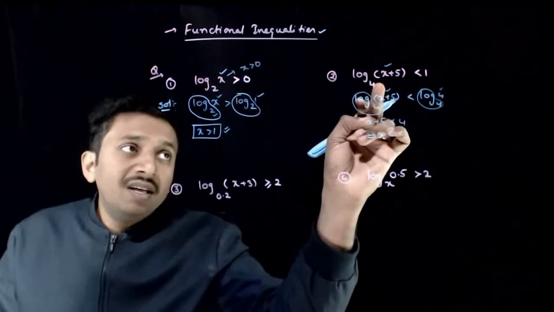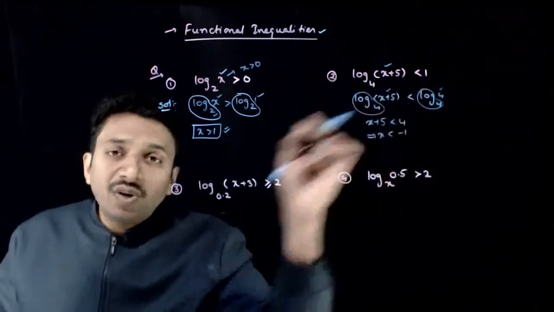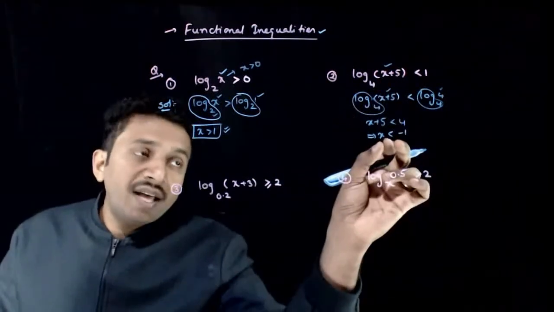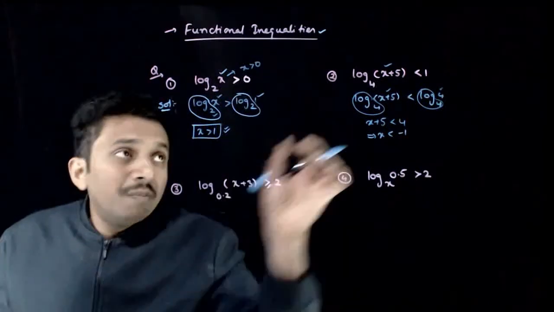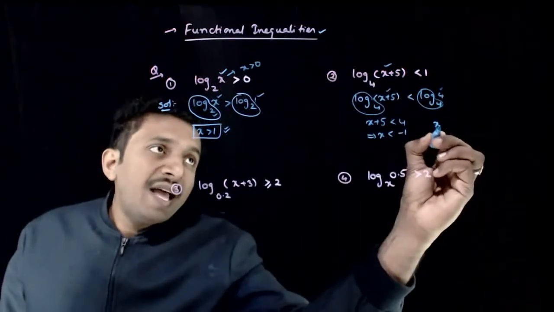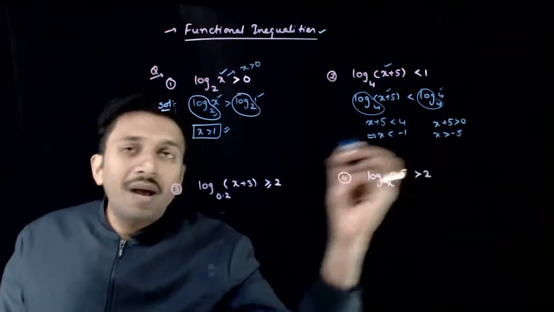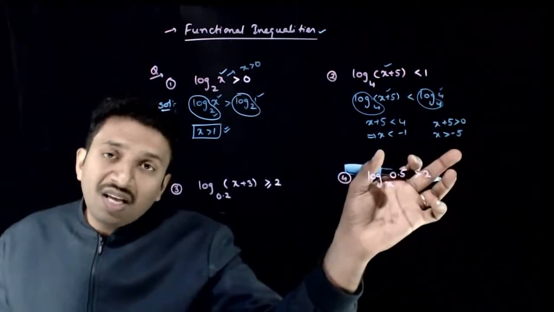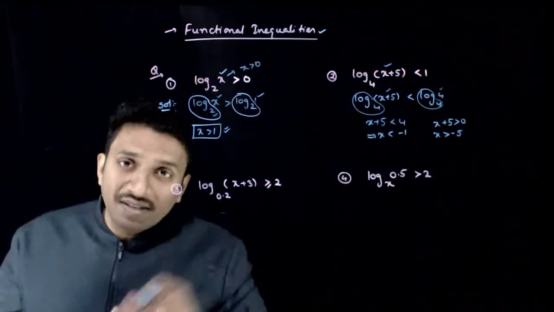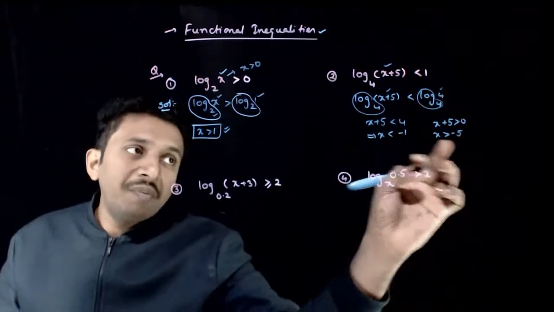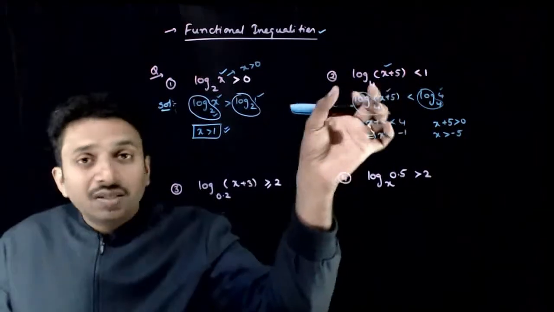Similarly here, log x plus 5 to the base 4 is less than 1. For this inequality to be valid, x should be less than minus 1. But for this logarithm to be defined, x plus 5 has to be greater than 0, so x has to be greater than minus 5. Both these inequalities have to be satisfied. That's the effective answer. That is, x lies between minus 5 and minus 1 is the effective answer for this inequality.